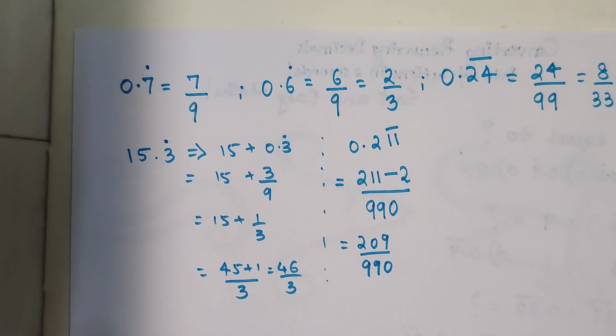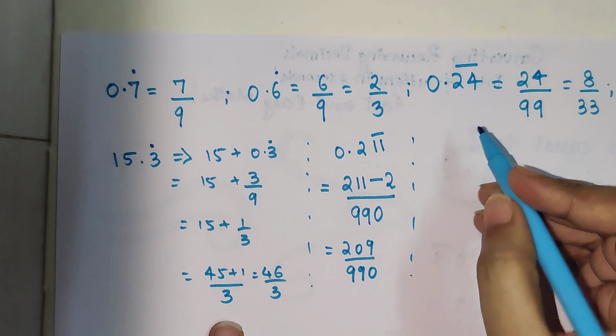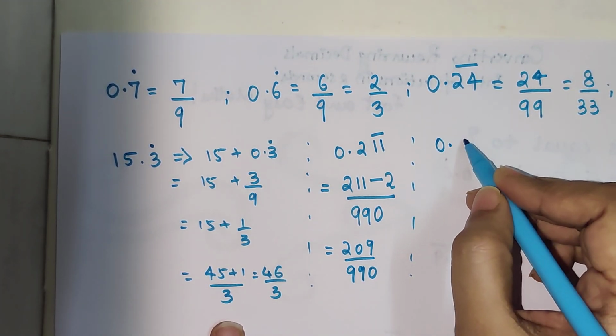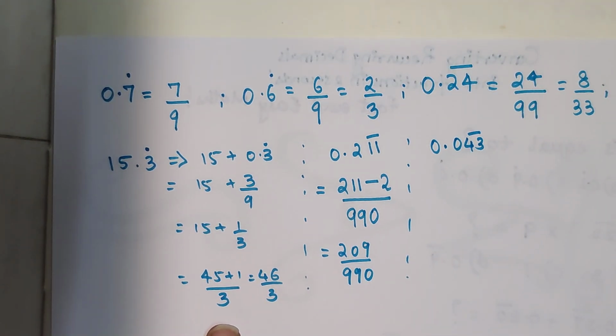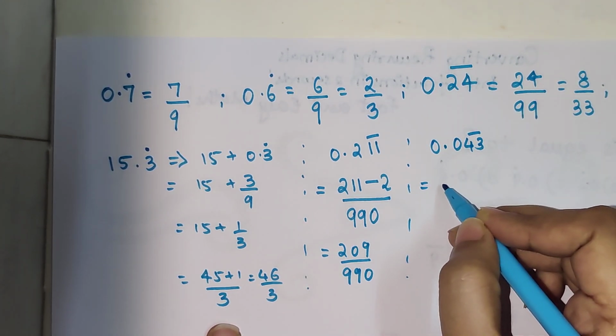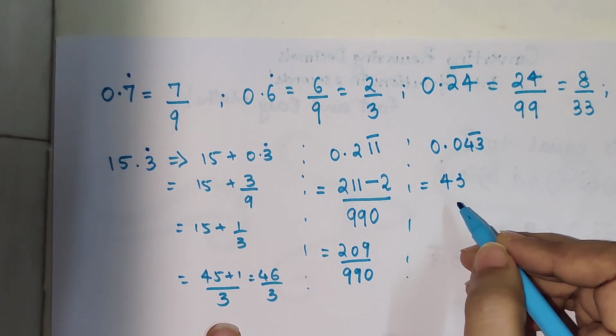Okay, let's do this one more time. If I give you 0.043, here again I'll write this. We can write 043 or we can write just 43. That's fine, because a 0 ahead of 4 will not make any sense.